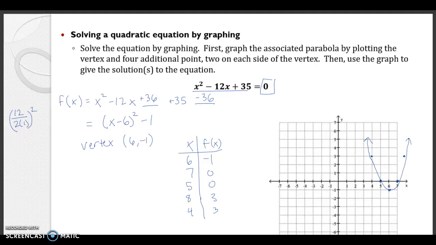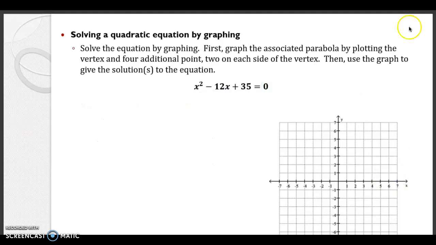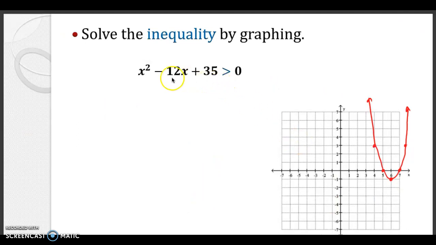So what are the x values when my outputs are 0? My outputs are 0 here and here. So there's my solutions. So my solutions are at x equals 5 and 7. So that was when our function was equal to 0, right? Our outputs were equal to 0. But what about when we have an inequality? So let's say instead that we want to know when the outputs of our function are more than 0. What is that going to look like?